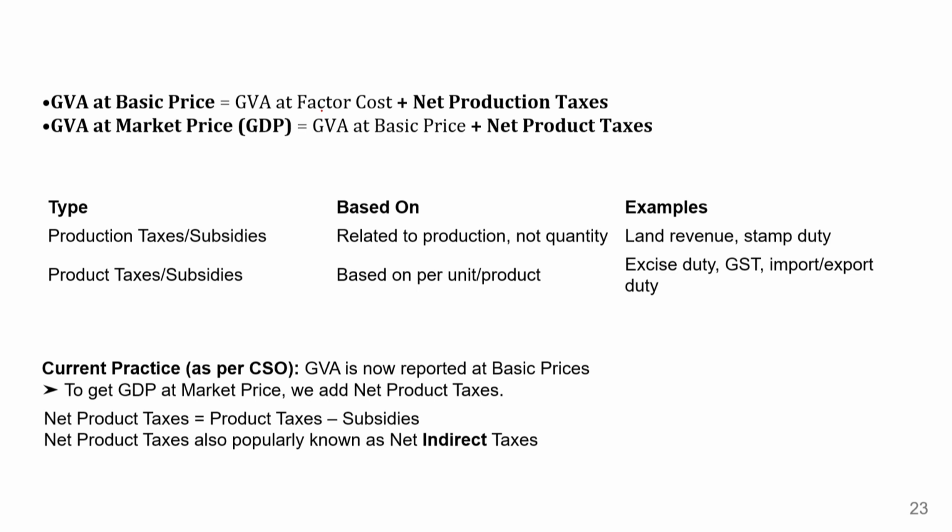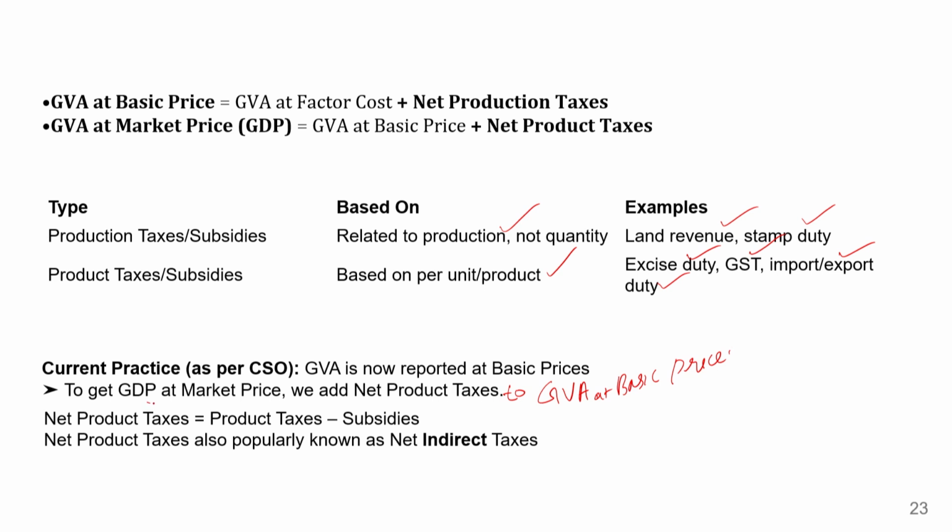Production taxes are mainly related to production, not quantity. Examples are land revenue, stamp duty, etc. Product taxes are mainly based on per unit of product. Examples are excise duty, the tax at the point of production, GST, and import and export duty. In the current practice, GVA is now reported at basic prices. So in order to derive GDP at market price, we need to add net product taxes to GVA at basic price.